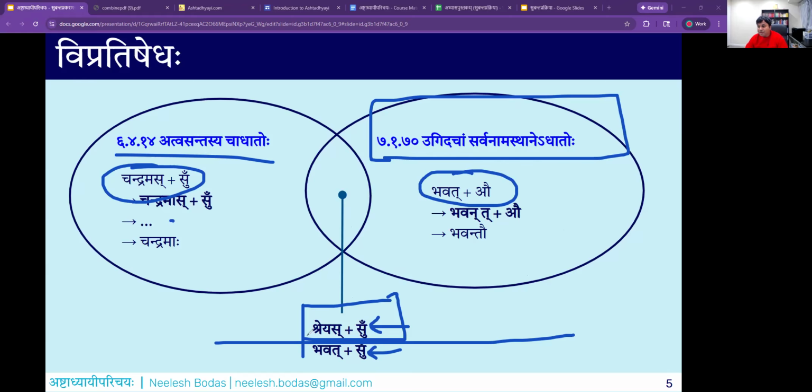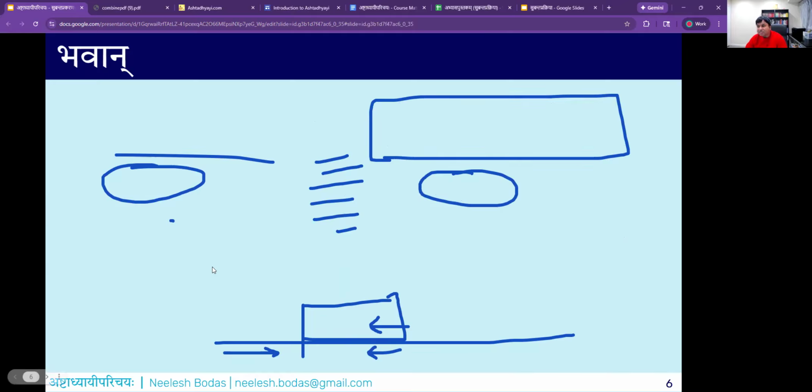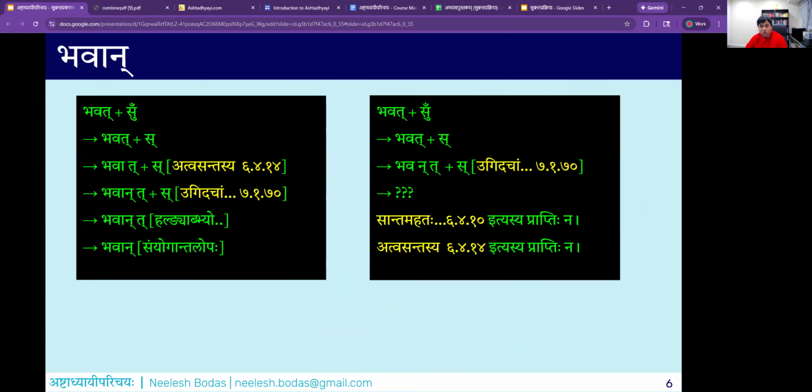The surprises start appearing when you go to the next word, Bhavat plus Su, because Vipratishedhe Param Karyam is a rule that needs to be applied for every member that sits in that overlap. So if Shreyas plus Su sits in that overlap, you need to apply Ugidacham for Shreyas plus Su, which we successfully did. Now, when Bhavat plus Su stands in that overlap, you also need to apply the same rule, same approach, same strategy, same technique for Bhavat plus Su, and therefore we must apply Ugidacham Sarvanamasthane Adhatoho for Bhavat plus Su also. But if you do, you will introduce a Nakara and then you have no way to go ahead.